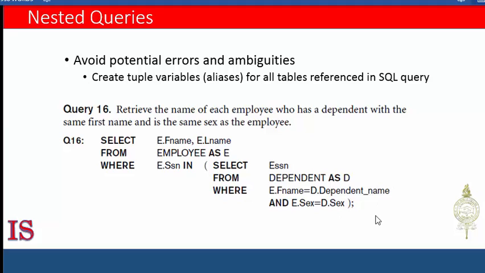open parenthesis, another query, a nested query, which is selecting the ESSN from the dependent table, which is also being assigned an alias of D, where e.fname equals d.dependent_name and e.sex equals d.sex. Now, without these qualified attributes, how would SQL understand where fname equals dependent name and sex equals sex? So to avoid these potential errors and ambiguities, it is advisable to use aliases to refer to these tables.